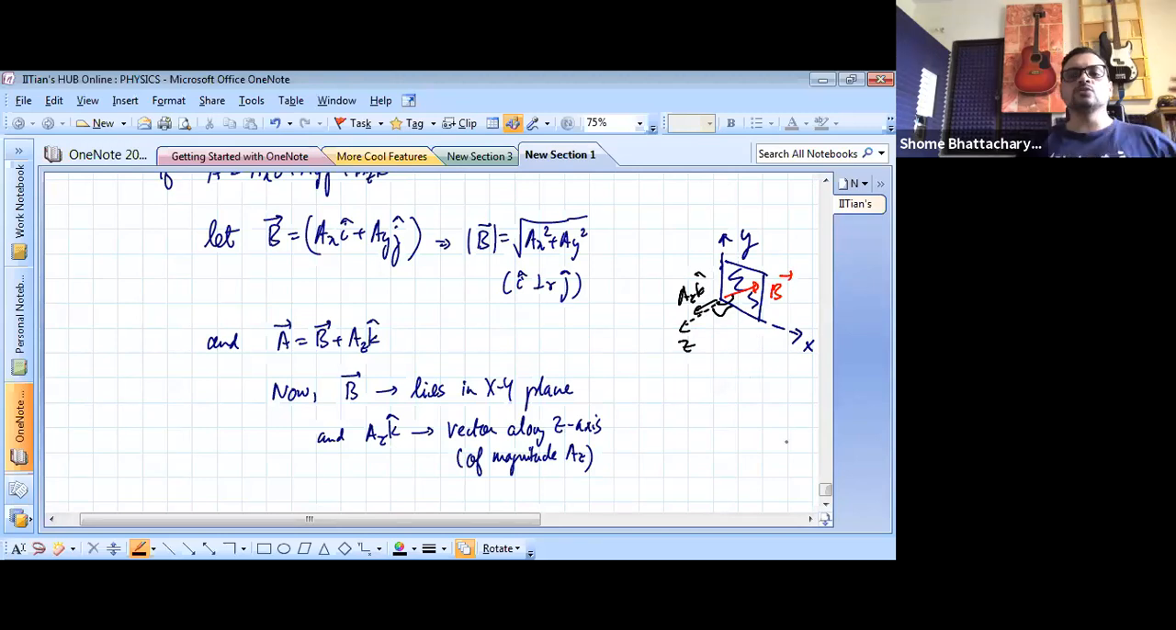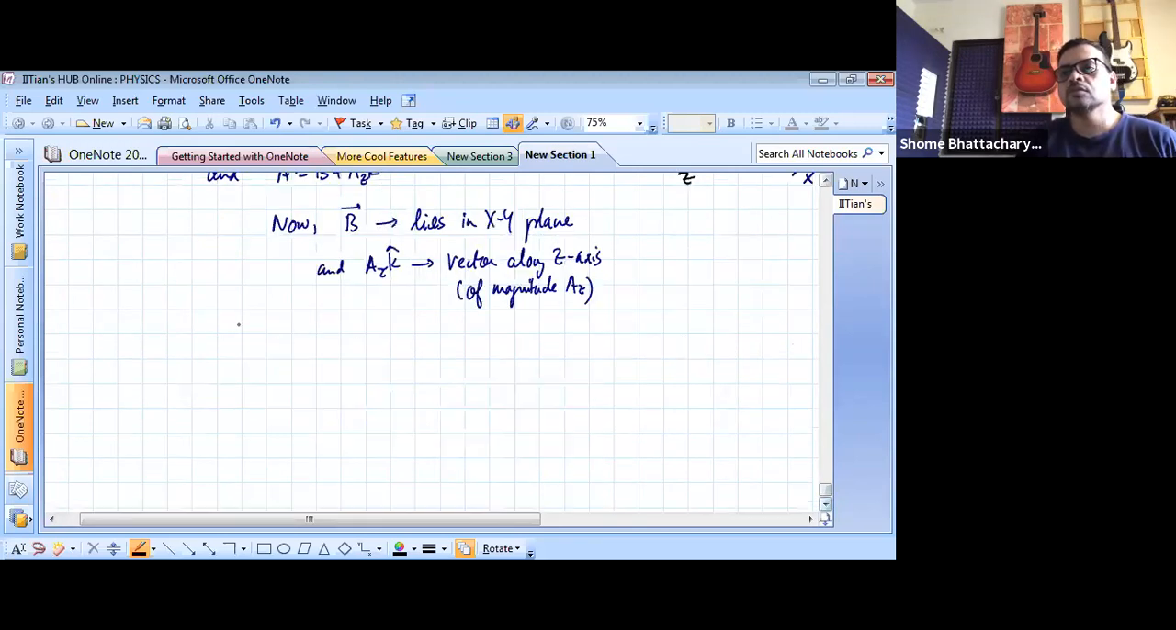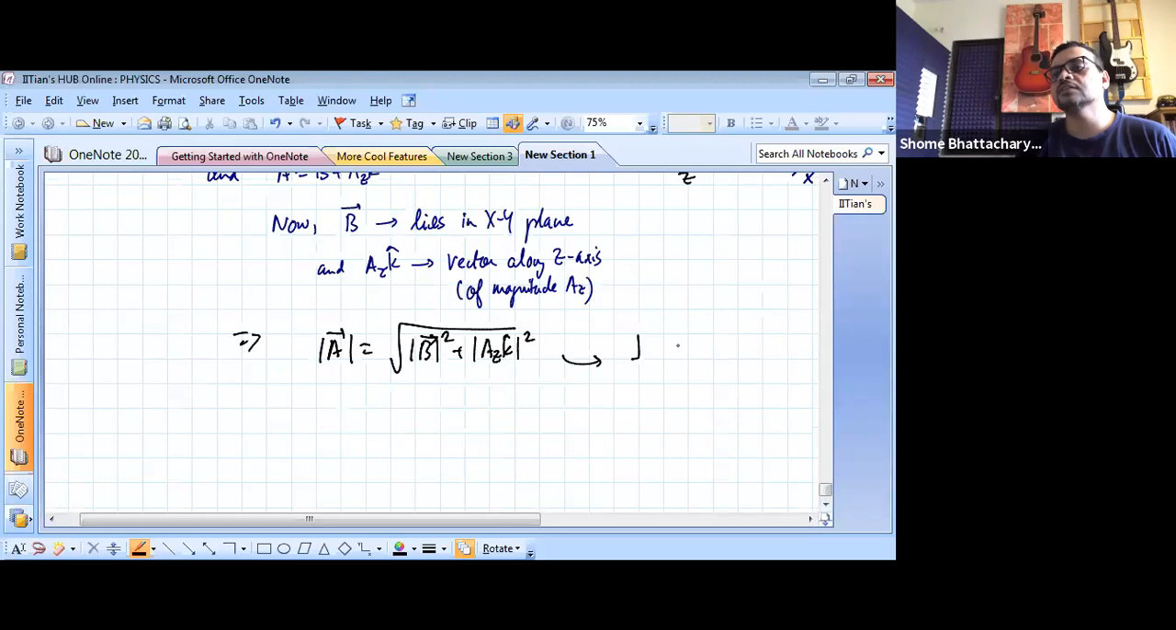Therefore, the magnitude of the vector E should become the square root of magnitude of B square plus magnitude of Ez k cap square, because they are perpendicular vectors, and you already know that when two vectors are perpendicular to each other, it's like a hypotenuse. So this is B square plus Ez square.